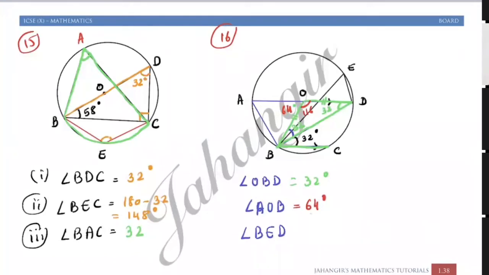One more thing you can do: angle AOB is the angle at the center on which arc? AB. You can take the angle on the circumference as ADB. You can see ADB is already 32. So the angle at the center will become double. There are many ways to find AOB.